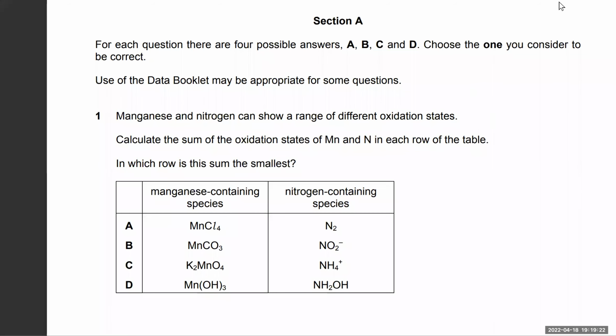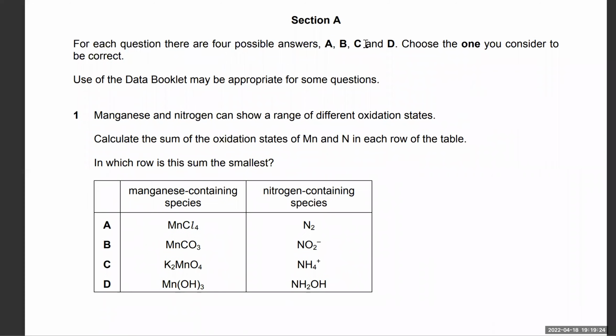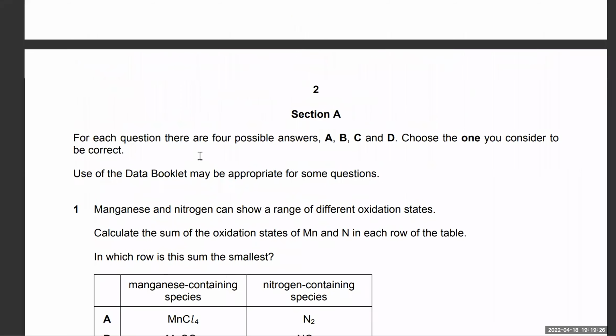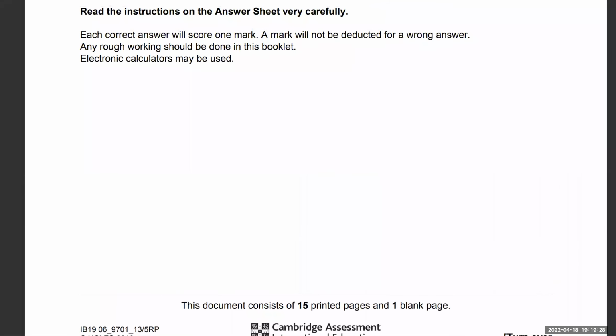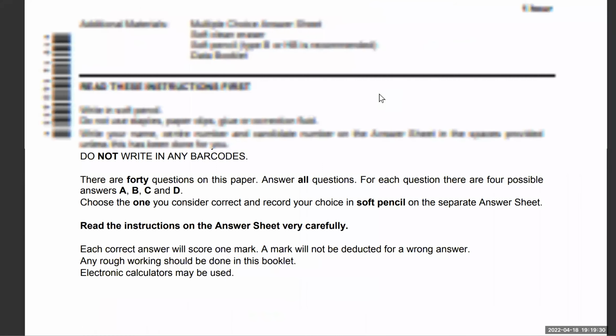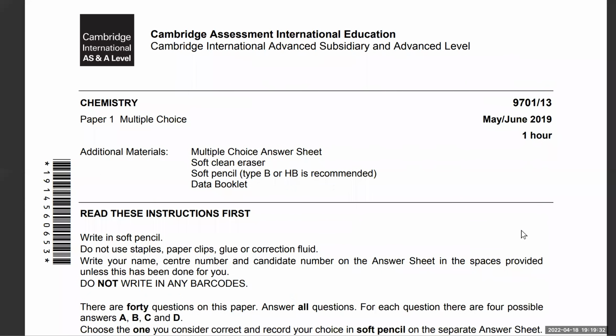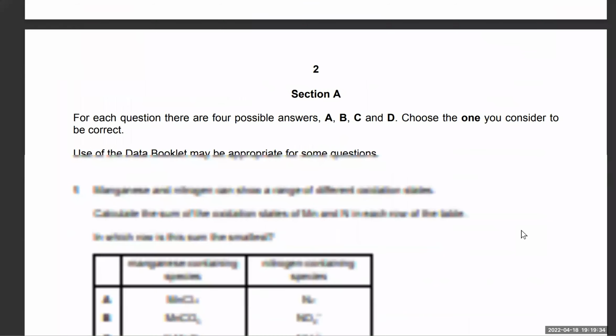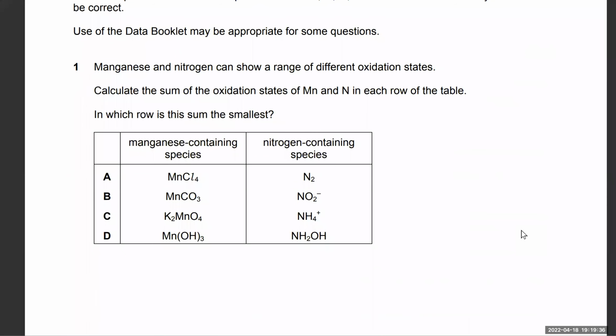So now this one. I've got this paper, this first concept paper, summer 1913. Just doing an MCQ paper, otherwise we're doing paper 2s. The first question is: manganese and nitrogen can show a range of different oxidation states. Calculate the sum of the oxidation states of Mn and N in each row of the table. In which row is the sum the smallest?